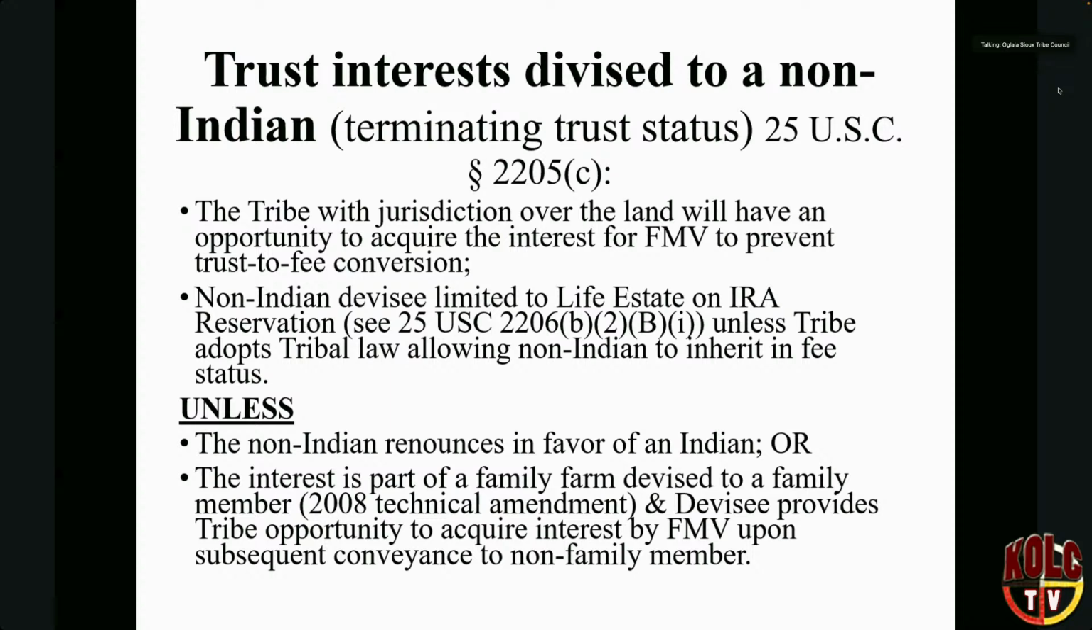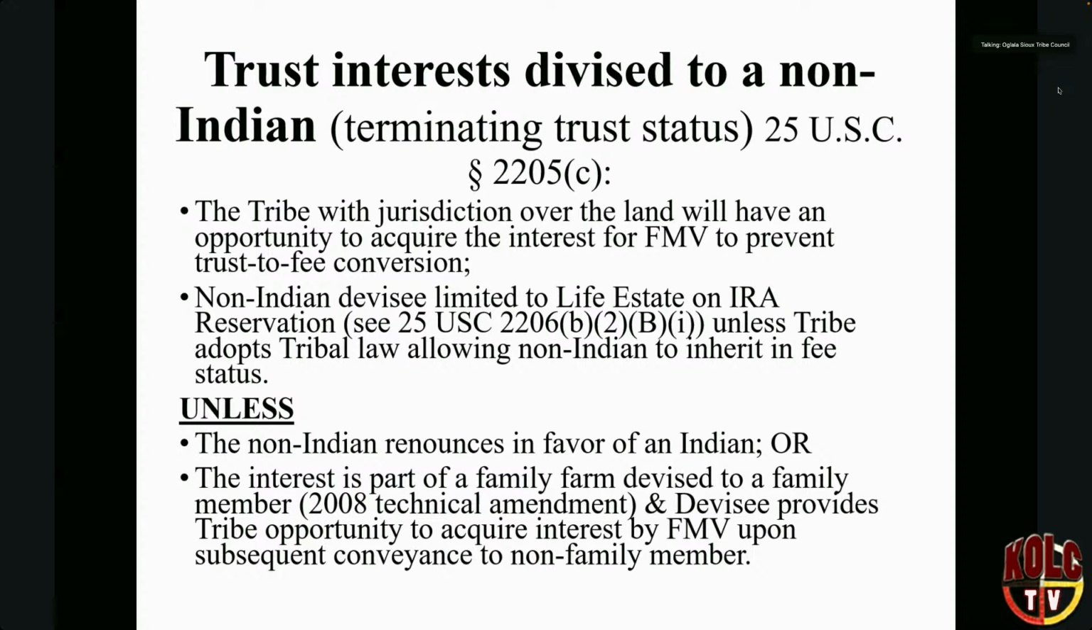On an IRA reservation, which we are, if you try to will your land to a non-Indian spouse, all they're going to get is a life estate. So it won't go out of trust, but they'll just be there during their lifetime unless you adopt a code that says they can have it. But if you don't have a code that says anything like that, they will only get a life estate.